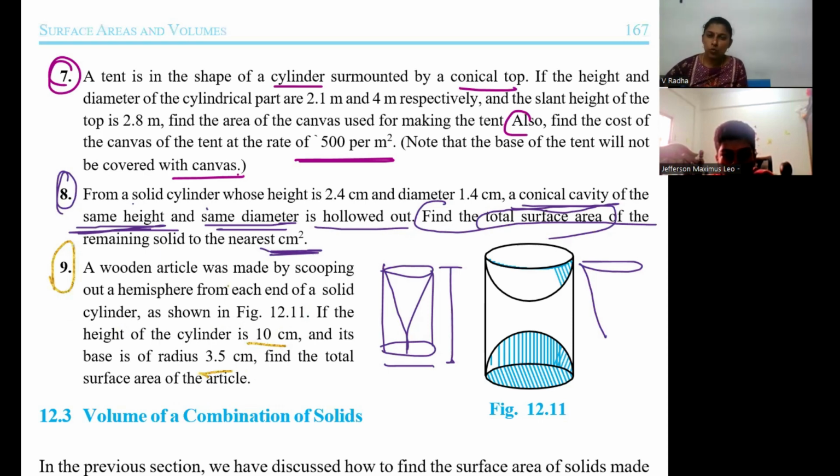Okay. A wooden article was made by scooping out. Scooping out means curving out, that's all. Here a conical cavity, here a hemispherical cavity, that's all. Scooping out a hemisphere from each end of the solid cylinder. This portion is scooped out and this also is scooped out. And the cylinder measurement, the height is 10 centimeter. This whole is 10 centimeter.